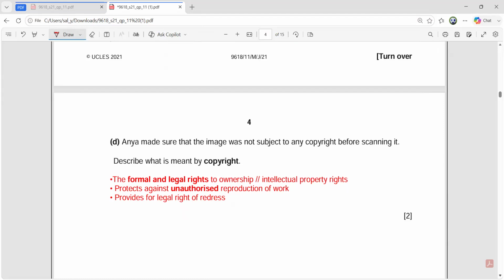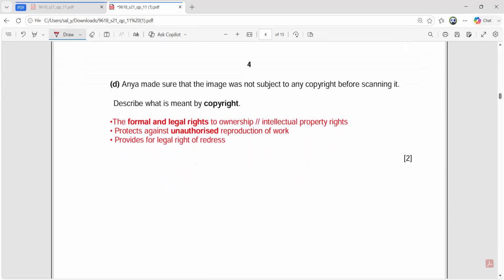What is copyright? The formal and legal rights to ownership, or you can say intellectual property rights. It is going to protect against unauthorized reproduction of the work. It will provide for legal right of redress. In this manner, writing down any of the 2 points from this will give you 2 out of 2.